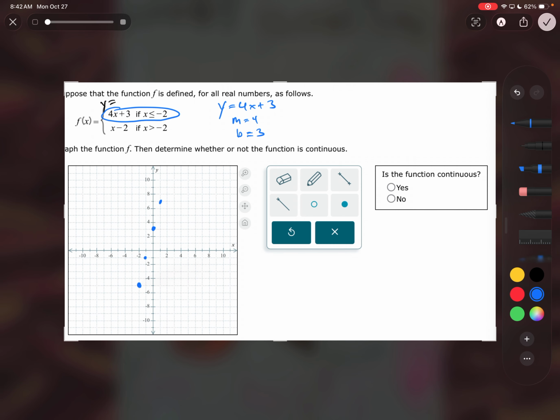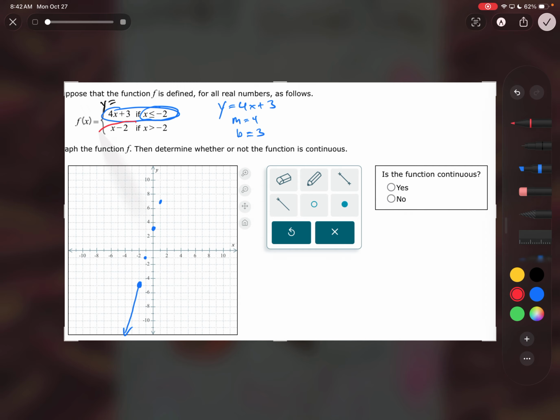Now I'm at -2. That's what I want to get to, where x equals -2. And then I say it's less than or equal to, so I do a closed circle, and then I draw my graph. It's forever down from there. So I only want that part of the graph that is less than or equal to -2.